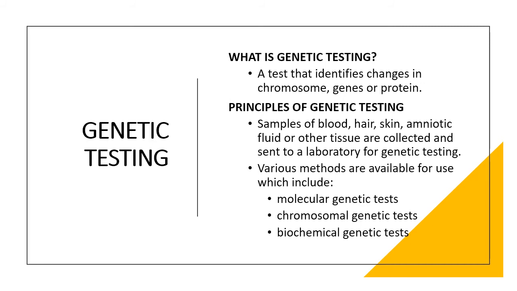Various methods are available for use, which include molecular genetic tests, to identify variations or mutations that lead to a genetic disorder. The next one is chromosomal genetic test, to look for an extra copy of a chromosome that can cause a genetic condition. The last one is biochemical genetic test, to identify abnormalities of proteins that result in a genetic disorder.